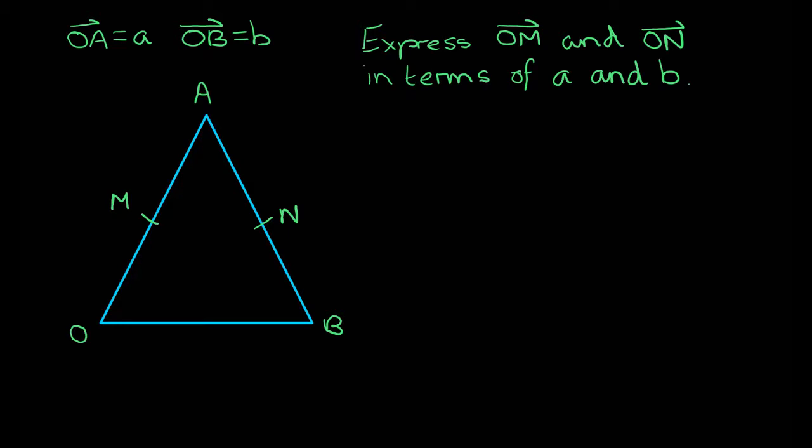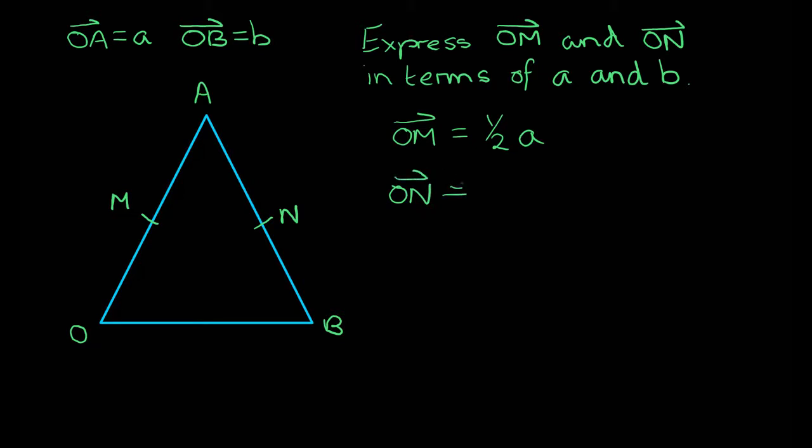What do we need to find? We need to find first of all O to M. How does O to M connect with either O to A or O to B? So we can see M is on OA. Now M, I'm telling you, is the midpoint of O to A, and therefore in this case it's going to be a half A. So next they're asking us for O to N.